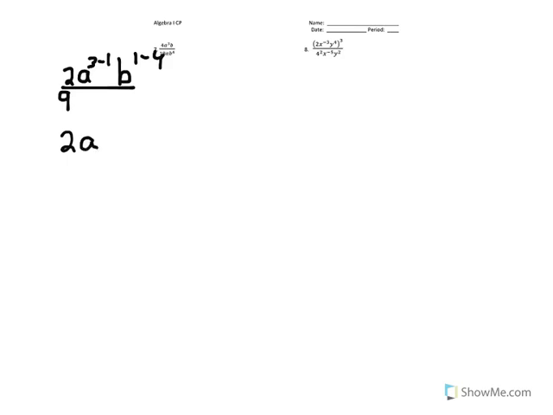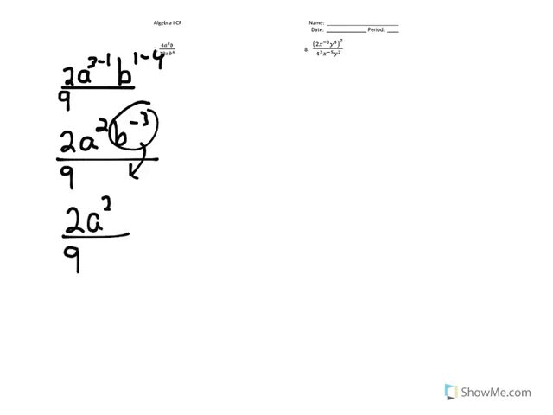So simplify, we get in the numerator 2a squared b to the negative 3rd over 9. And then notice we have a negative exponent, so we need to move this term down to the denominator. That is the only thing being raised to the negative 3rd power, so everything else stays where it is.